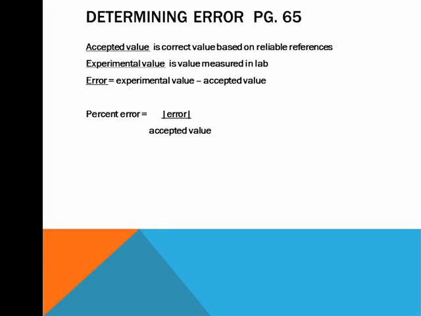Determining error. We can find some more reading about this on page 65 in your textbook. This is a very important part of chemistry, and especially in lab. We'll be doing this. We'll see how good our accuracy and our precision in the lab is by determining error of our lab techniques. When you get to college especially, you will be doing a lot of determining error. In fact, your grade might be determined on it.